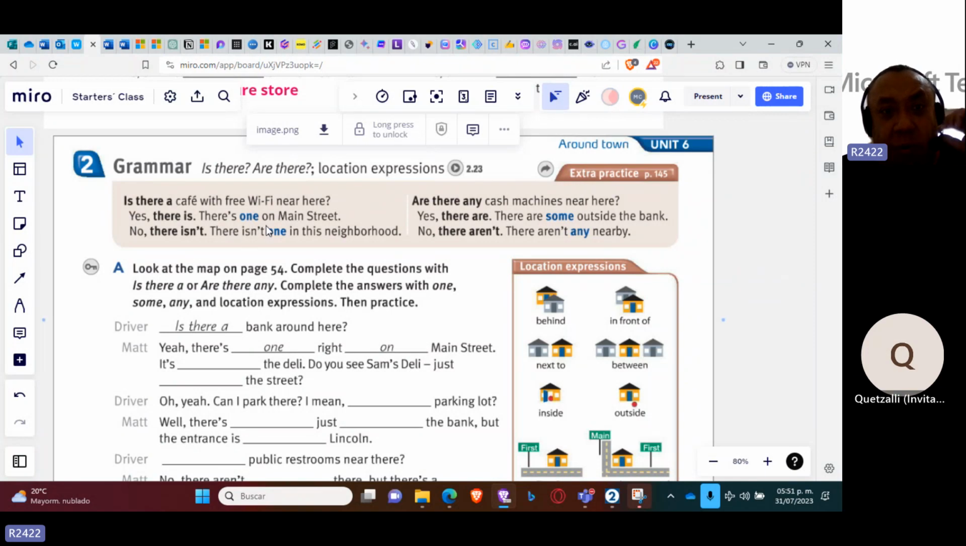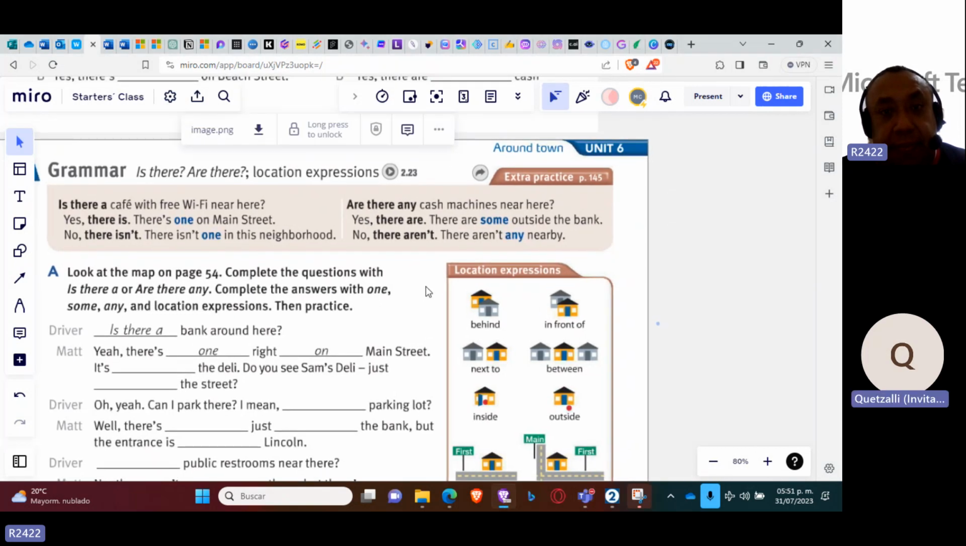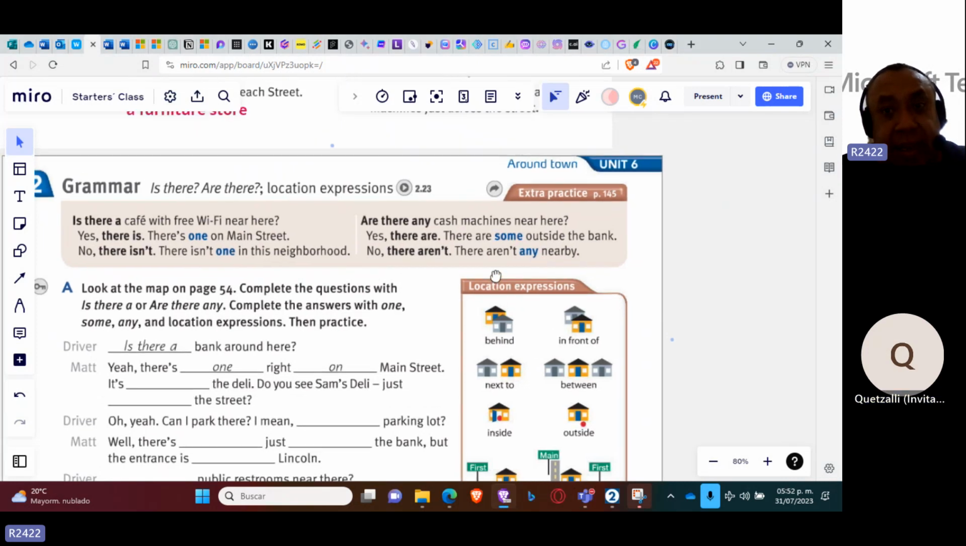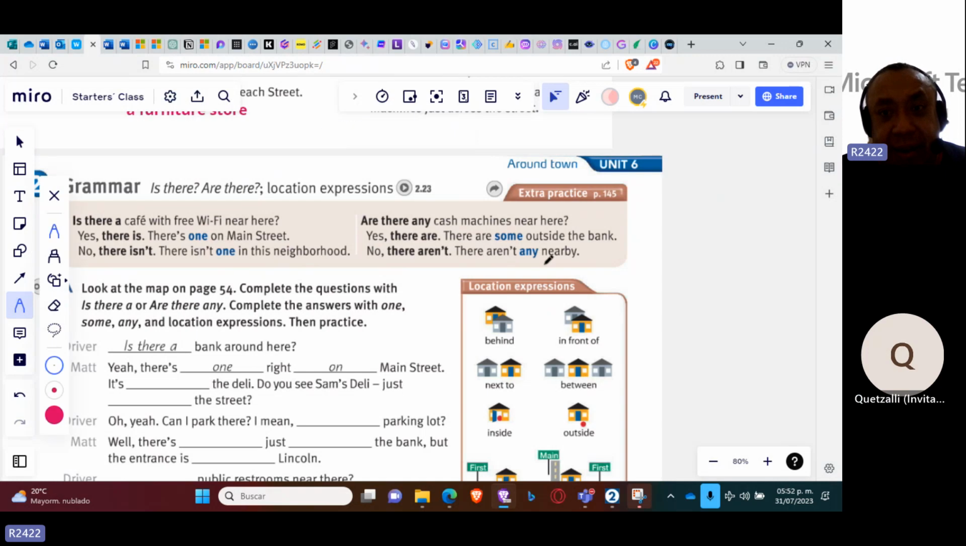Yes, there is. There is one on Main Street. No, there isn't. There isn't one in this neighborhood. Please repeat it for are there. Are there any cash machines near here? Yes, there are some outside the bank. No, there aren't. There aren't any nearby. ¿Qué se dice nearby? Cercano. Very good.